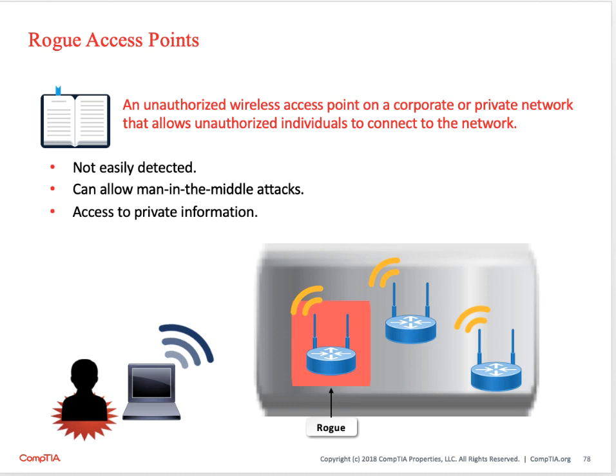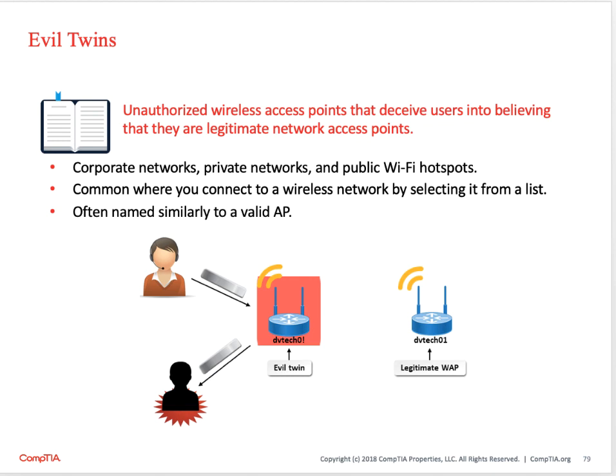There is a similar one, which is called an evil twin, right? The rogue access point was legitimately on the network. It wasn't owned by the company, it wasn't the company that put that access point there. It was the attacker, but it was still actually on the main network. An evil twin, on the other hand, is an unauthorized access point that deceives users into believing that it is a legitimate network access point, right?